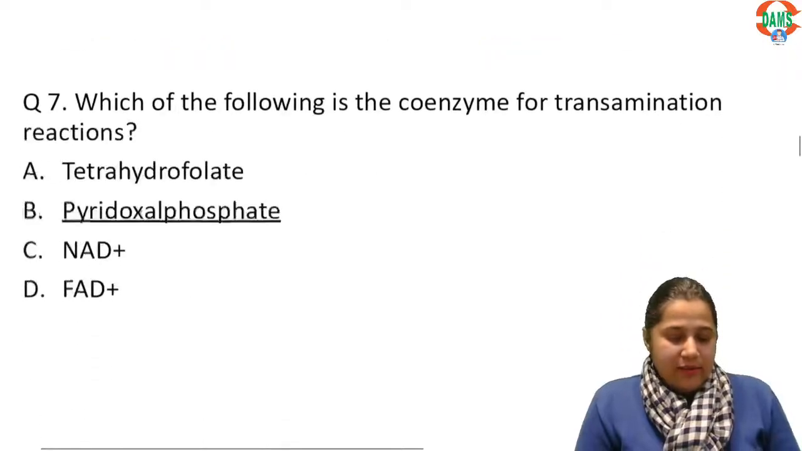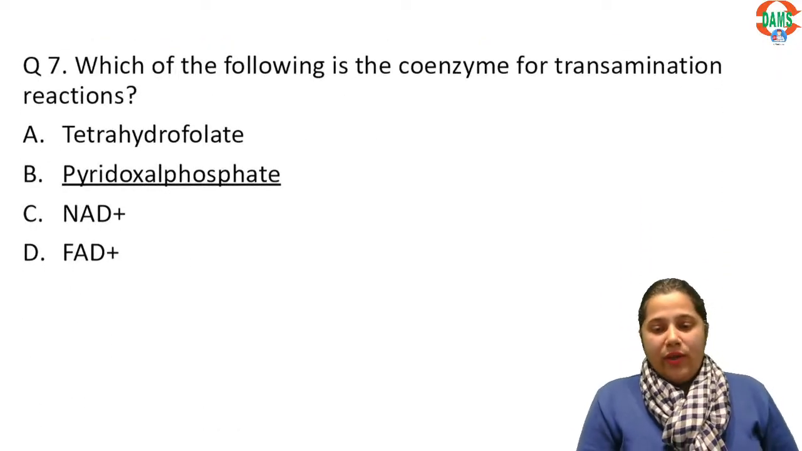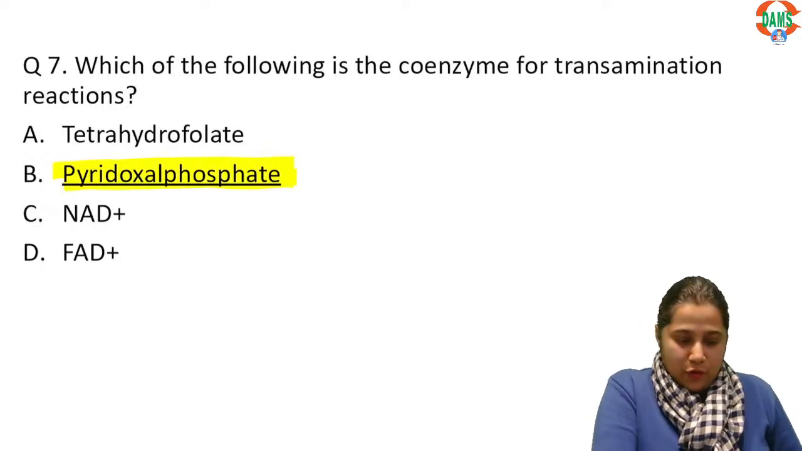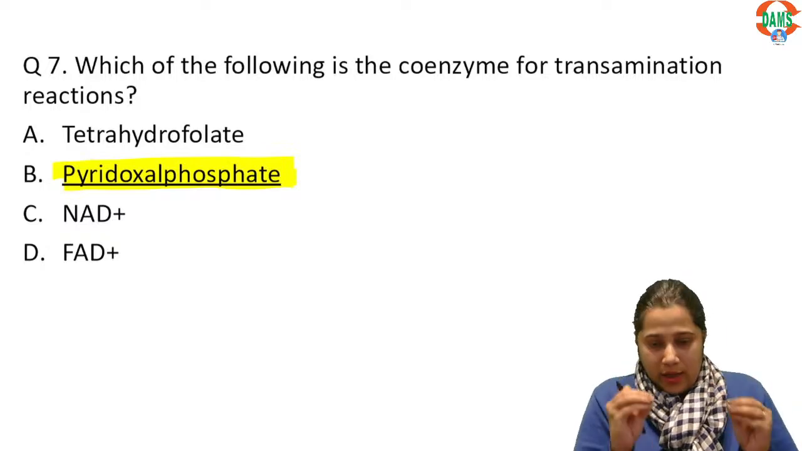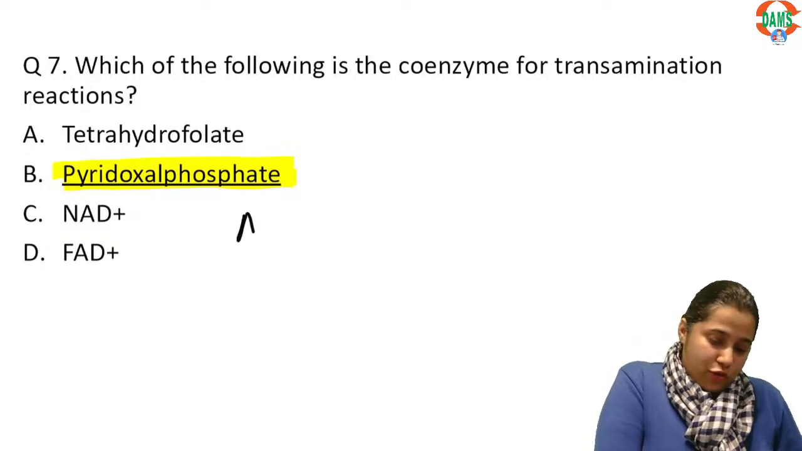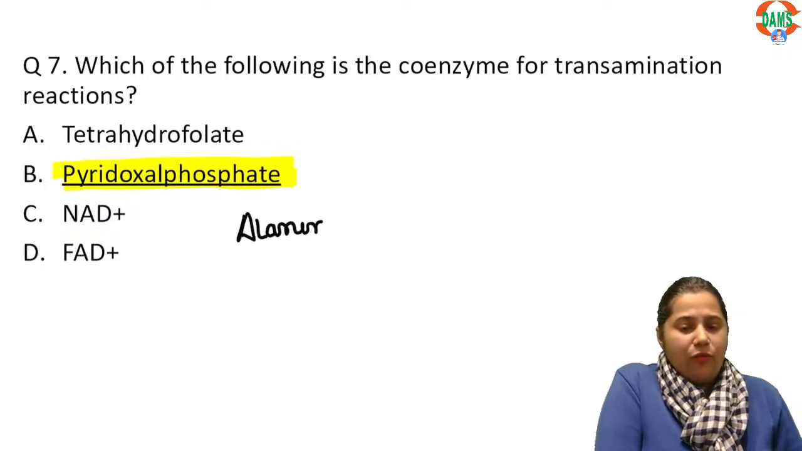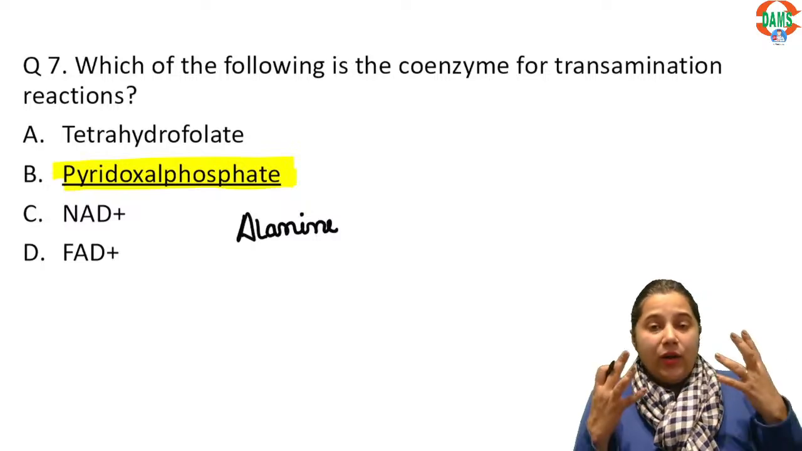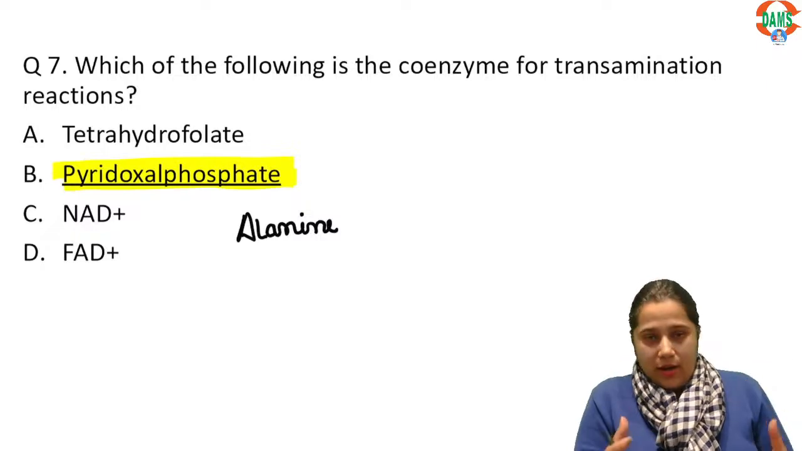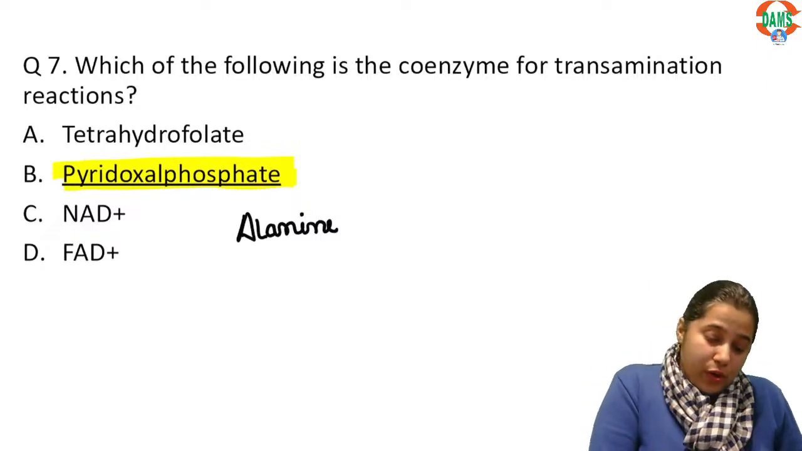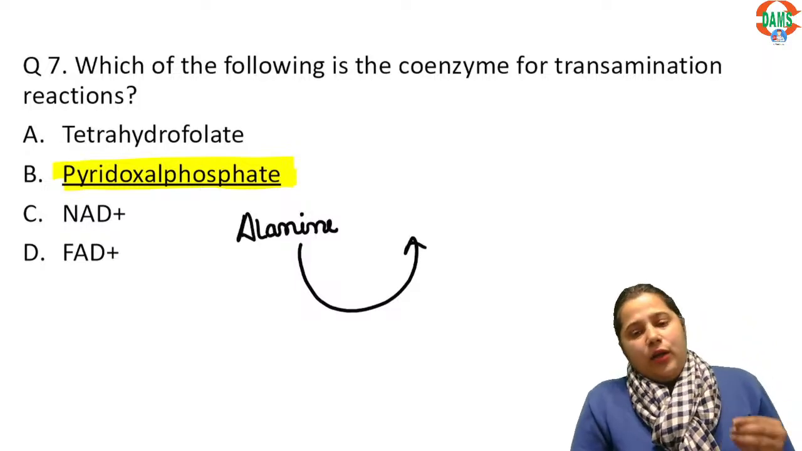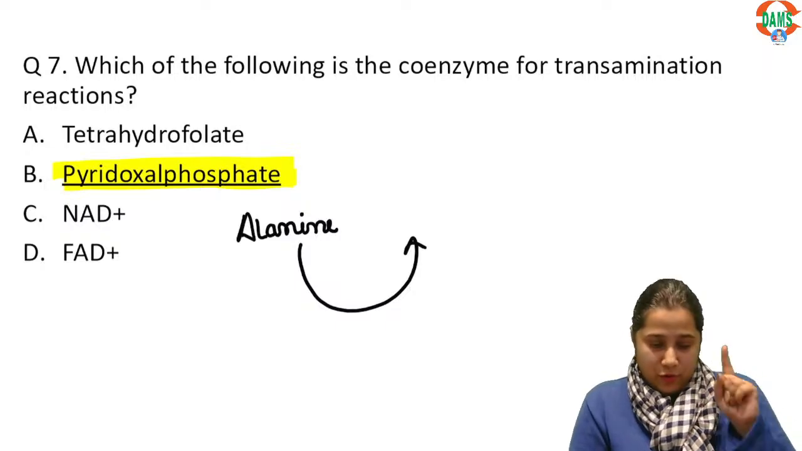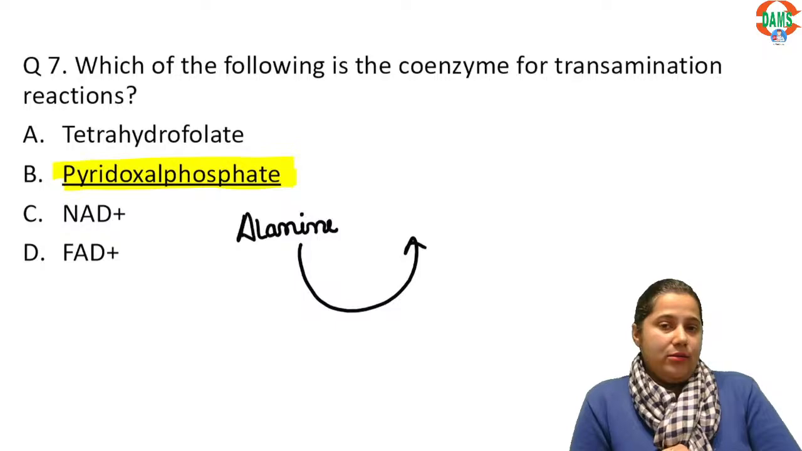Question number 7. Which of the following is the coenzyme for transamination reactions? The answer is pyridoxal phosphate. This is a very important reaction. Most commonly, we take the example of ALT, AST, but there are more than 10-12 transamination reactions which are occurring at a given point of time. So all the amino acids undergo transamination except 4. We will discuss them in a future question. For now, let's focus on how transamination occurs.